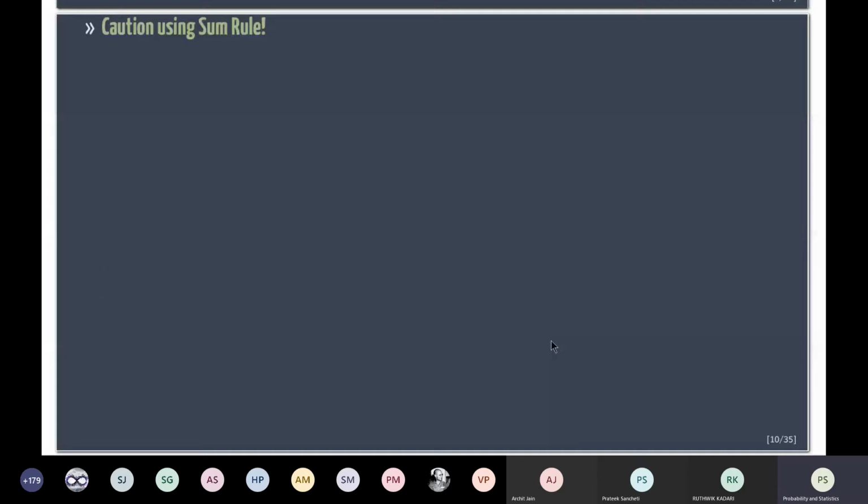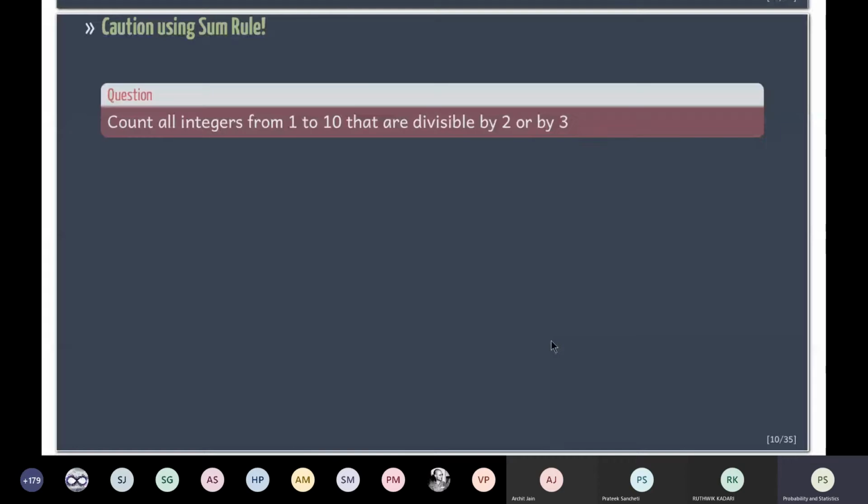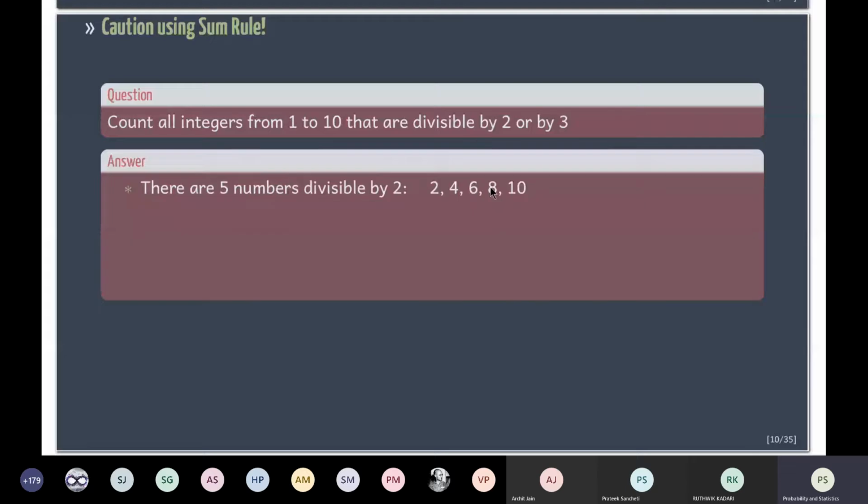So we can actually list this. We are talking about divisible by 2, and divisible by 3. There are 5 numbers that are divisible by 2: 2, 4, 6, 8, 10. And there are 3 numbers that are divisible by 3, which are 3, 6, 9. The question was about counting all the integers from 1 to 10 that are divisible by 2 or by 3. So it looks tempting to apply the sum rule.